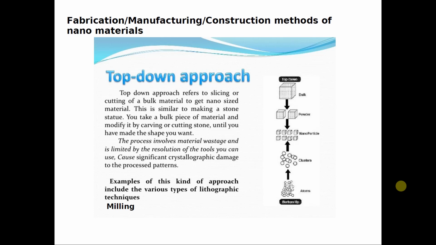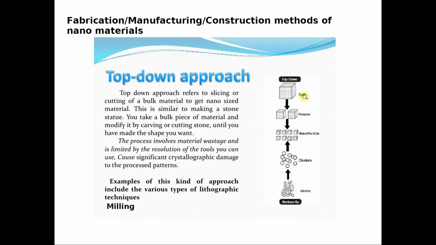So basically, we start with a bulk material and keep on chopping it off or cutting it into nano size until we reach the nano size. So we reduce the bulk material to get the nano size. This is something similar to how you make statues. You start with a big stone and then chop it off and get a proper statue. Something similar: you start with a big bulk material and you keep on chopping it off, cutting it and reducing it to bring it to a nano size.